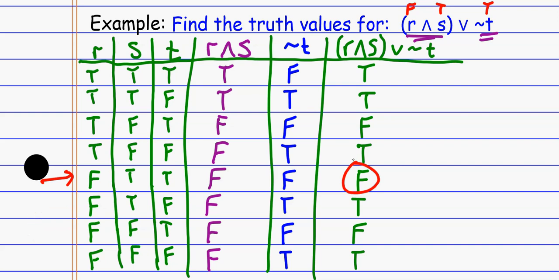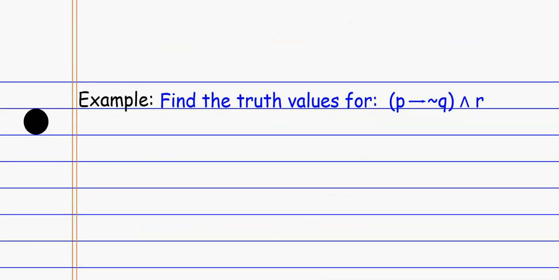And so I've run every scenario. Now, once I know whether R, S, and T are true or false, I can jump right to the truth value of that statement, okay? I'm just running the scenarios. Let's do another one. Ready?